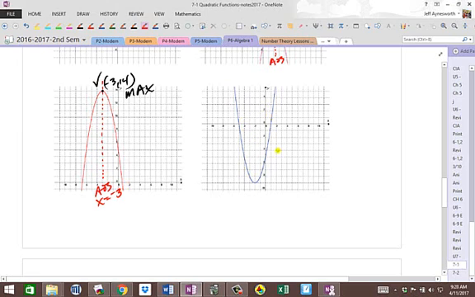This parabola on the last one opens up, so it has a minimum. And this vertex is left 2, down 9, so -2, -9. And the axis of symmetry passes through -2 on the x-axis, so it's x equals -2.